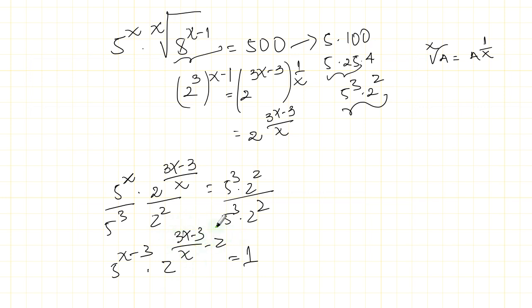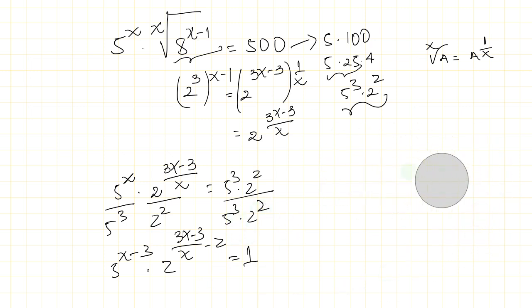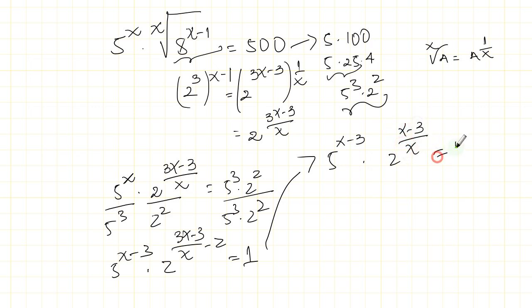So let's work on this power here. We have then 3x minus 3 all over x minus 2. So this one is going to be 3x minus 3 minus 2x all over x, and then this is going to be this minus this. We're going to have x minus 3 divided by x. So from here, guys, let me erase this. We're going to have then from here that this is 5 to the x minus 3, which multiplies 2 to the power of x minus 3 all over x, and then this is equal to 1.